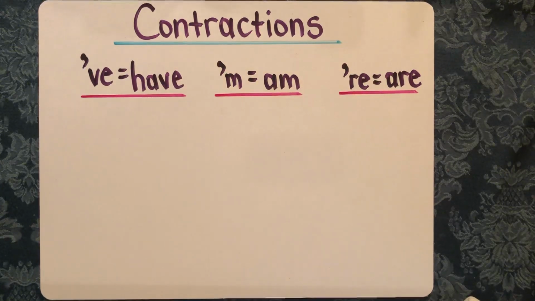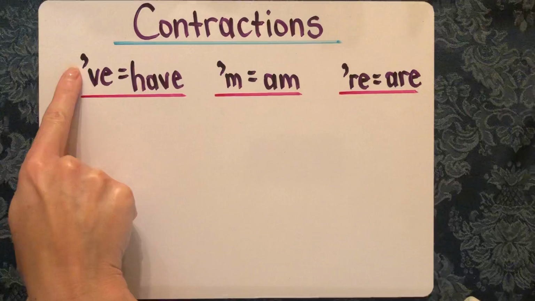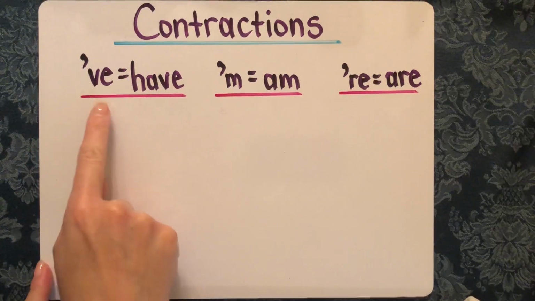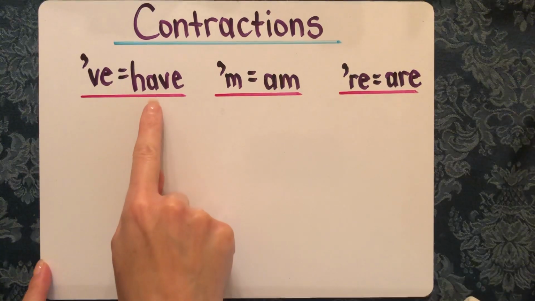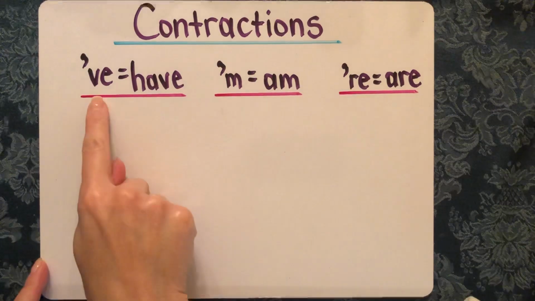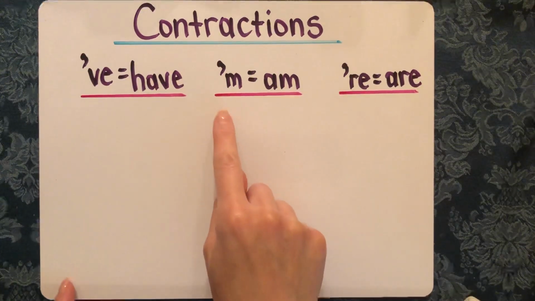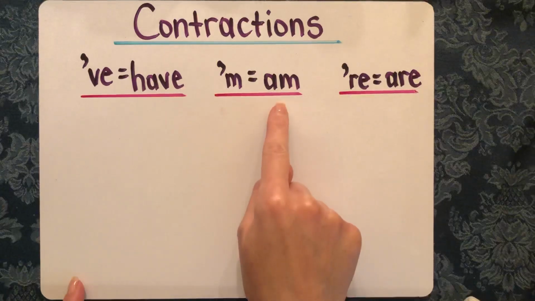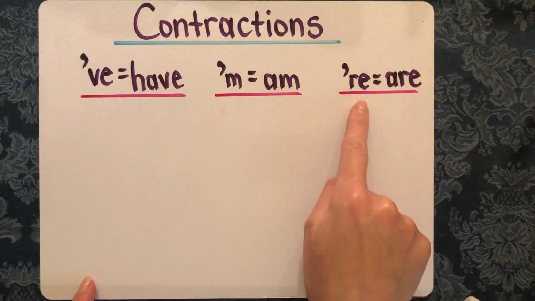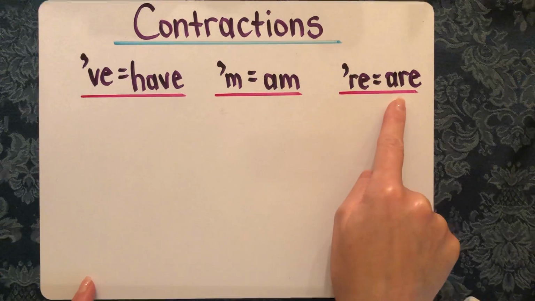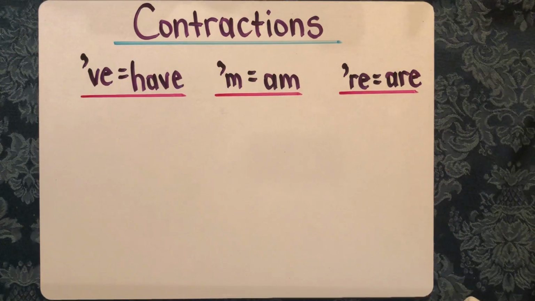So today we're going to be looking at three new types of contractions that I've shown you here. And so we can see that the apostrophe VE is the contraction form for have. Apostrophe VE always stands for have. That is the contraction form for have. The contraction apostrophe M always stands for am. And the contraction apostrophe RE always stands for are. So let's look at some examples of our contractions and the words that they stand for.